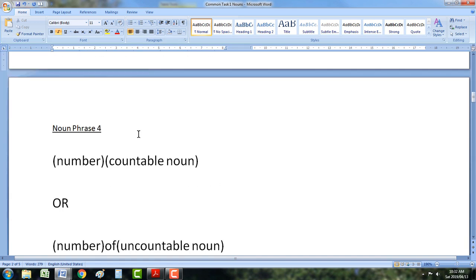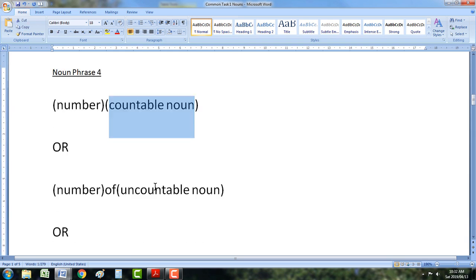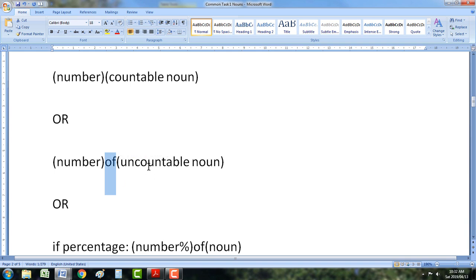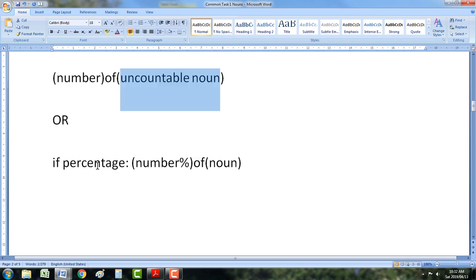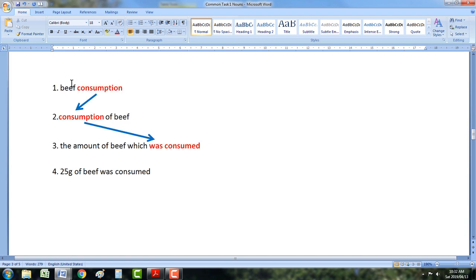Noun phrase 4, it's quite simple. It's just a number and then a countable noun, or a number and then of and then an uncountable noun, or if it's a percentage, the number, the percentage of the noun. This can be countable or uncountable. So for example, with our beef example, noun phrase 1 goes to noun phrase 2 goes to noun phrase 3. There's our number, because beef is an uncountable noun, so we're going to have of, for example, 25 grams of beef, and then was consumed. It's the same as this. And that's basically it. It's quite simple.